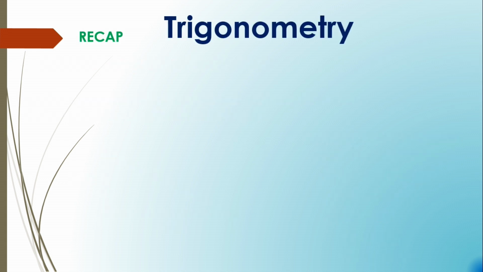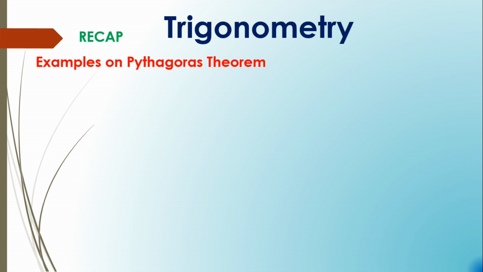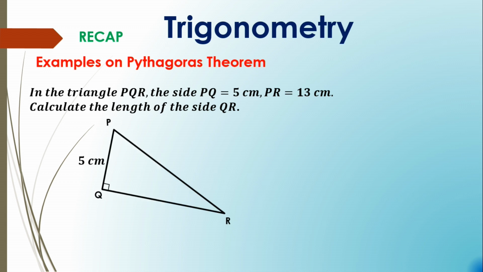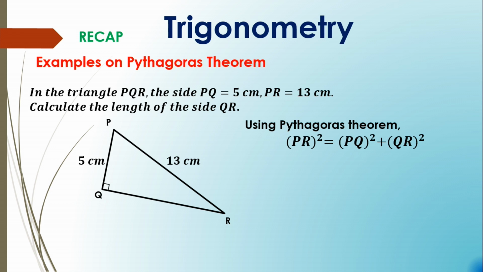Let's have a look at another example where we can use the Pythagoras theorem to calculate an unknown side. Here in this triangle PQR, the length of PQ is 5 centimeters and the length of PR is equal to 13 centimeters. You are asked to calculate the length of the side QR. So, using the Pythagoras theorem, you write the hypotenuse squared equal to the sum of the squares of the remaining sides. That is, PR square equal to PQ square plus QR square.